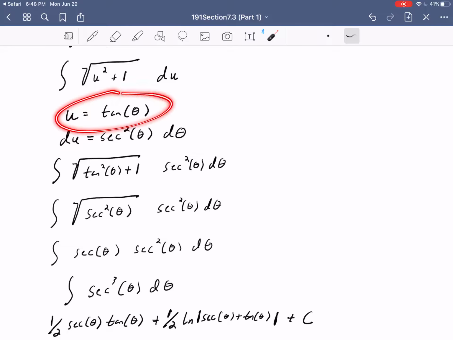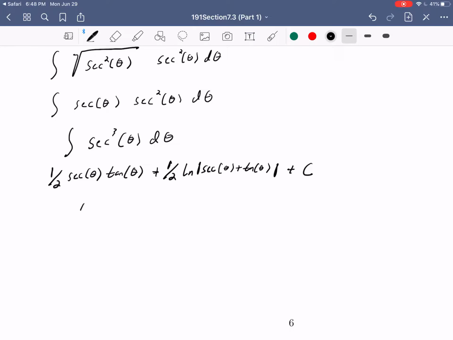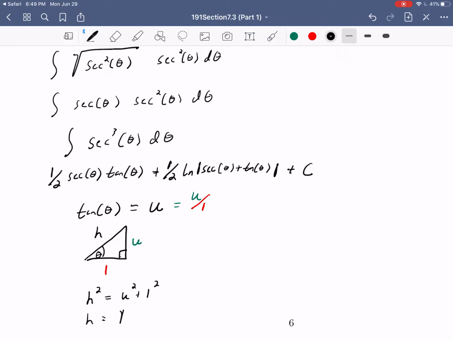We can start by trying to undo this. So we can say tangent theta is equal to u. Draw ourselves our triangle, label an angle as theta, make it a right triangle. Think about this as u divided by 1. Tangent is your opposite over your adjacent, excuse me. Then we can determine the unknown hypotenuse there. Hypotenuse squared is going to be u squared plus 1 squared. So that tells us that our hypotenuse is the square root of u squared plus 1.